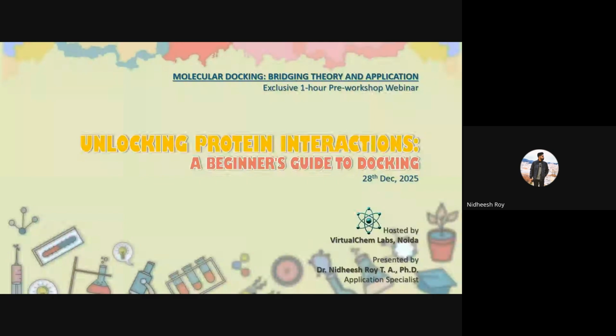Molecular docking has become a foundation of modern computational biology and drug discovery, enabling researchers to explore how biomolecules interact at atomic level, often before any wet lab experiment is performed. Yet for many students and early career researchers, docking still remains a concept that feels abstract, tool heavy, and difficult to approach with confidence.